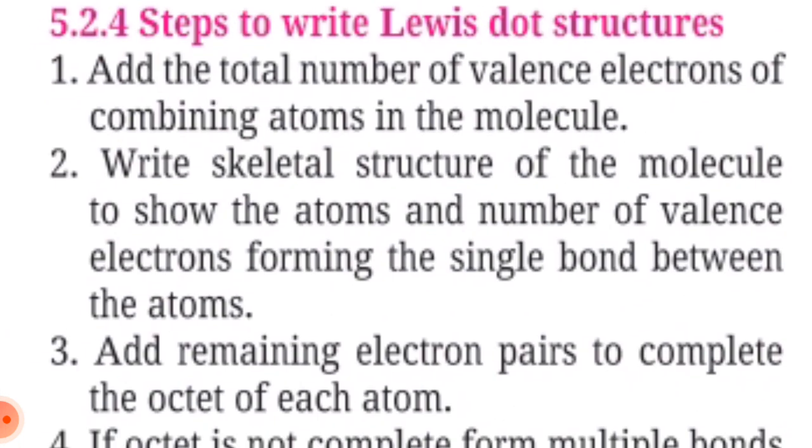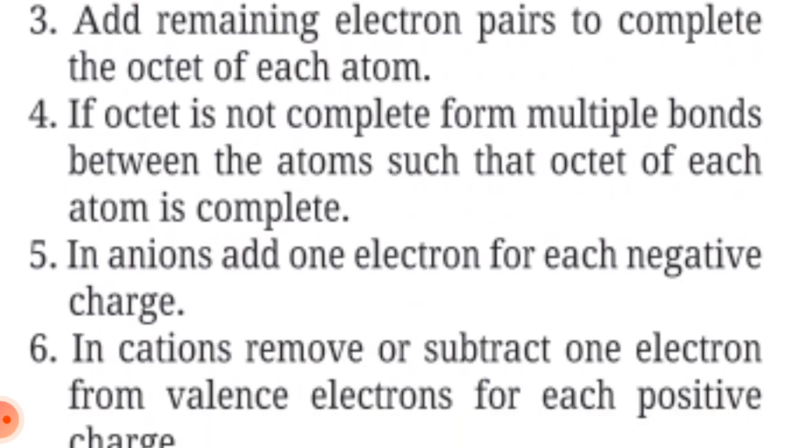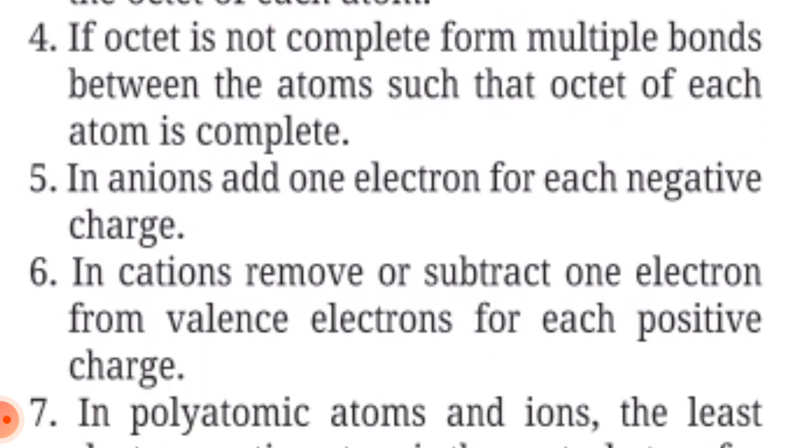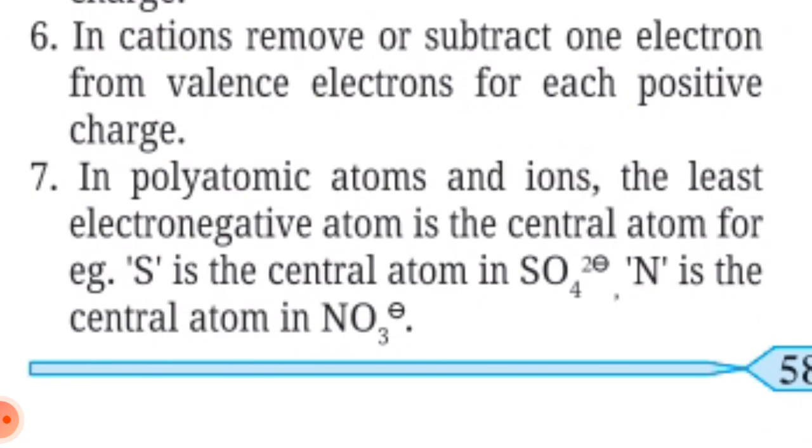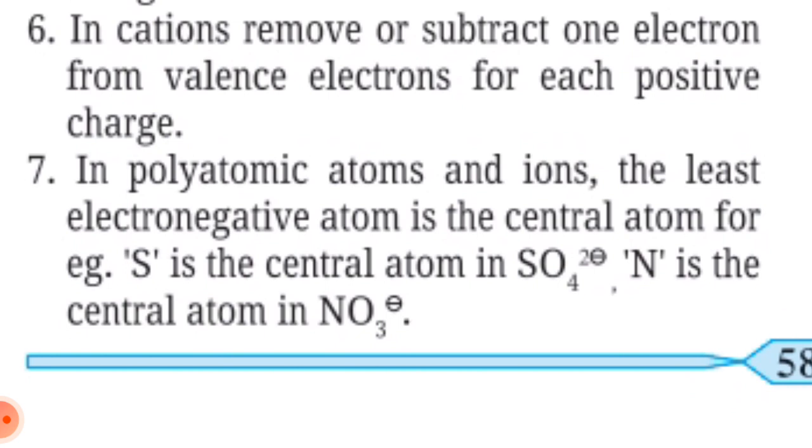Steps to write Lewis dot structure. First, add the total number of valence electrons of the combining atoms in the molecule. Second, write the skeletal structure of the molecule to show the atoms and the valence electrons forming the single bond between the atoms. Third, add remaining electron pairs to complete the octet of each atom. Fourth, if the octet is not complete, form multiple bonds between the atoms so that the octet of each atom is complete. Fifth, for an anion, add one more electron for each negative charge. Sixth, for a cation, subtract one electron from the valence electrons for each positive charge.